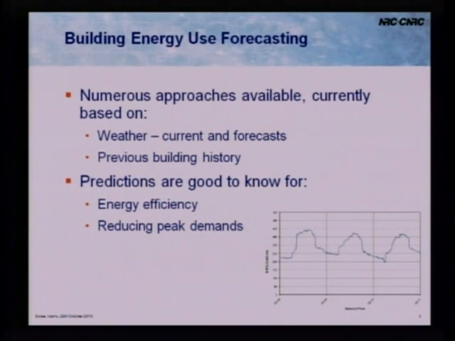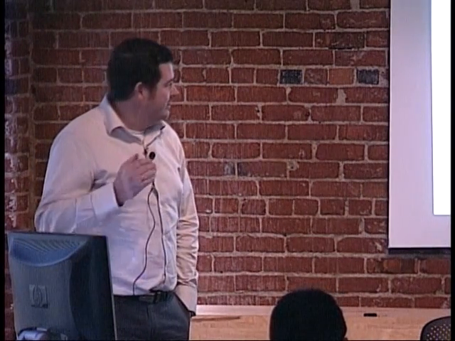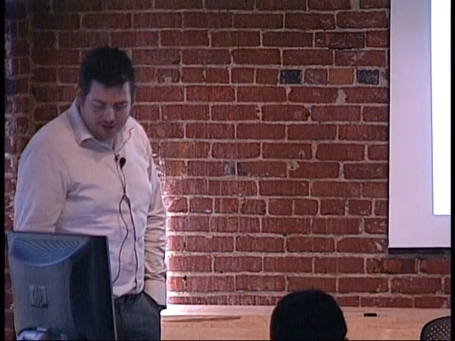So if the utility knows there's an event coming on where they're going to be short power, they may be able to contact your building and ask, can you reduce your load over this time period? You can look at what your building can do, so either reduce lighting demands or change ventilation and cooling over that period.